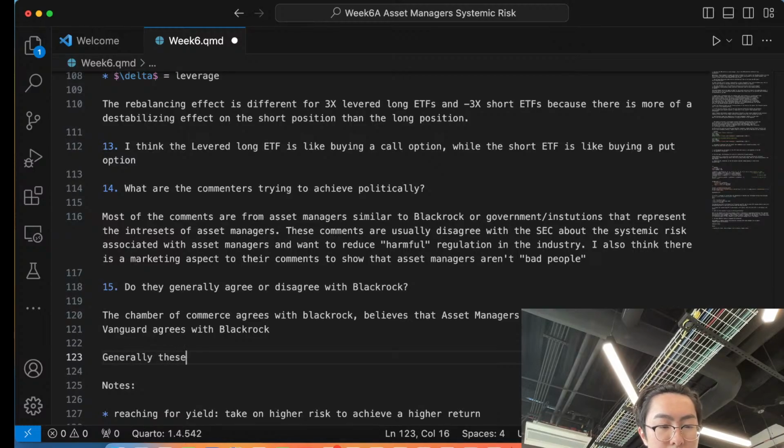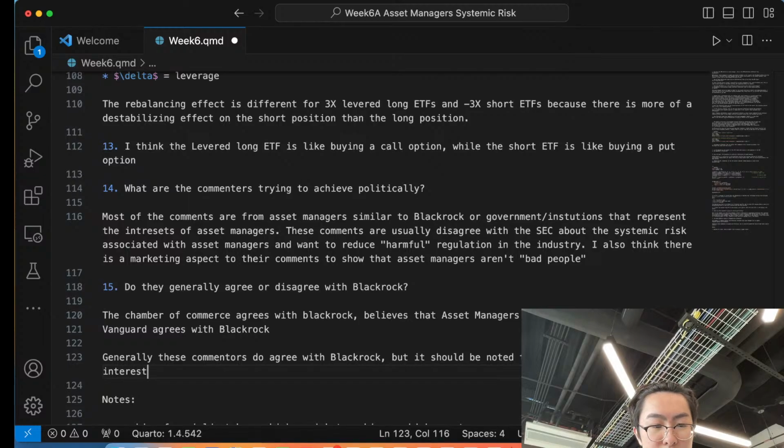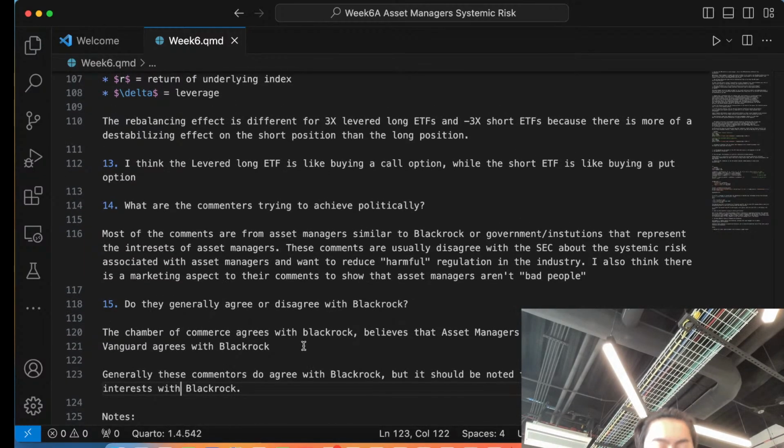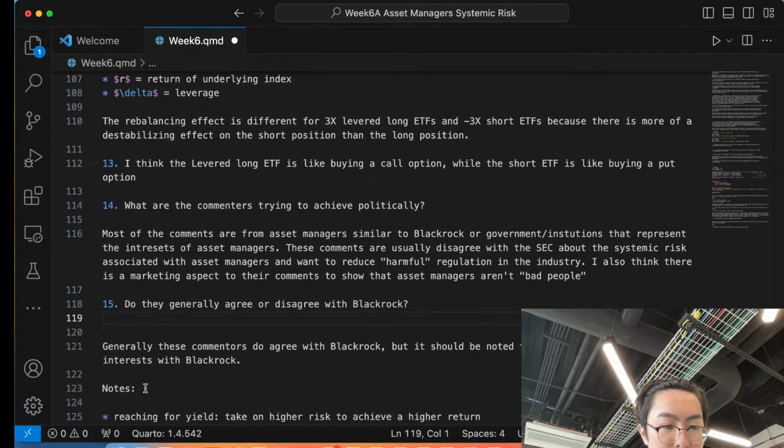Generally, these commenters do agree with BlackRock, but it should be noted that most of them share similar interests to BlackRock. Okay, so to leave it at that.